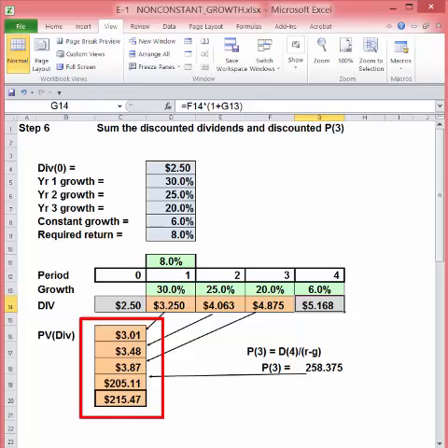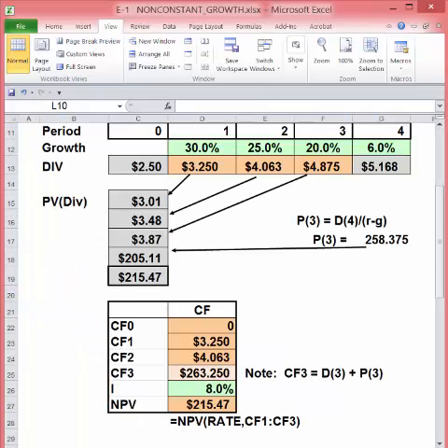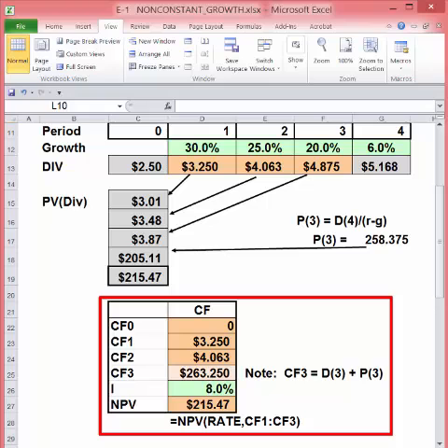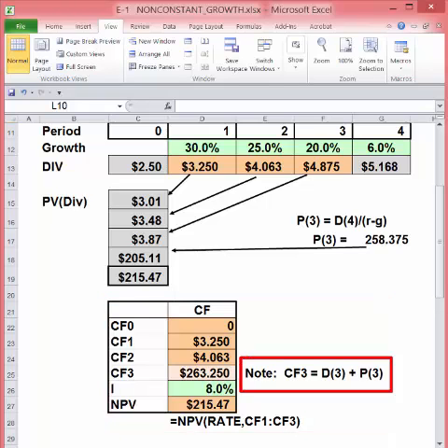Step 6, sum the discounted dividends 1 to 3 and the discounted price, and you get our stock price, $215.47. We can use the TI Business Analyst 2 cash flow worksheet or Excel to solve this problem, but you must set up the timeline first in order to have the values to enter in the worksheet or to use in the Excel function. Note that using either the TI or Excel, you must sum D3, the dividend at time 3, and the price at time 3 to use as the cash flow at time 3.